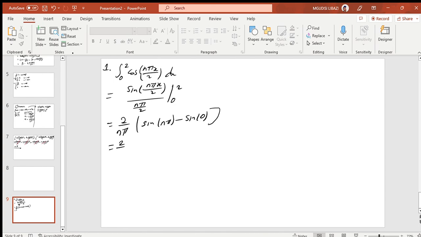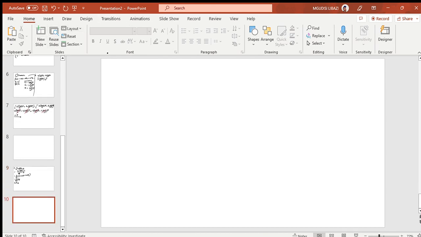So you can see that we're going to have 2 over n pi times 0. We already know by now that sine of n pi will be 0, and that's going to be 0. That's our final answer, because any number that we substitute here, from 1 to 100, a negative number, anything, is going to give us a 0.